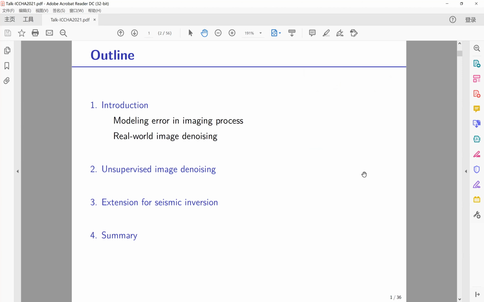First, I will introduce the modeling error when we want to reconstruct the image in real applications, and I use real-world image denoising as a demonstration. I will then extend our ideas to some challenging inverse problems like seismic inversion.